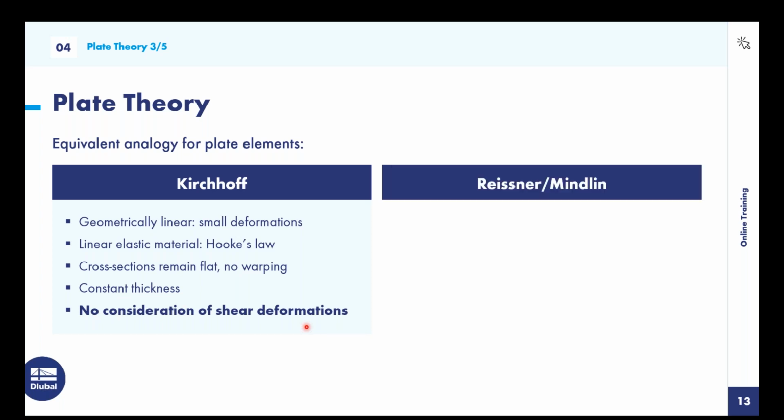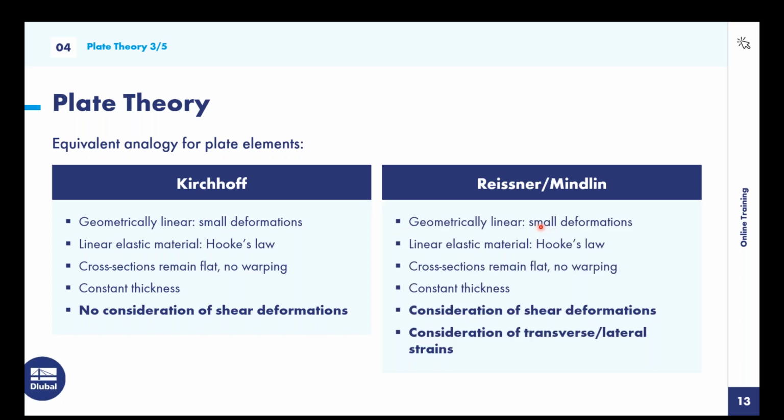Then, similar to the Timoshenko theory, we have the Reissner-Mindlin theory, which works the same for plates. Here, we're making basically the same assumptions as the Kirchhoff theory. These first four assumptions are the same. But what's different is that we do consider shear deformations, and we also take into consideration transverse/lateral strains for this theory. So you can see here, with Kirchhoff theory we don't consider shear deformations, and with the Reissner-Mindlin theory, we do.